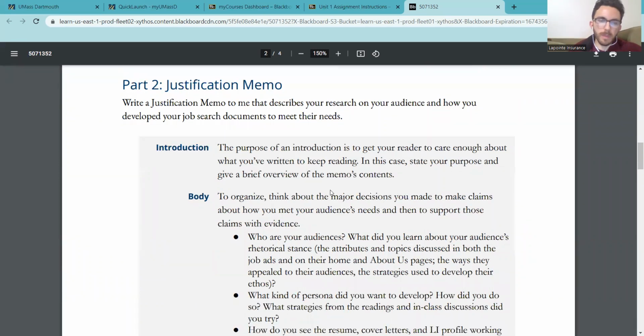So part 2 of this assignment is creating a justification memo. A lot of people get tripped up by the word memo. Basically, this is just a 1 to 2 page summary explaining in detail all of the important choices you made while crafting your resume, your cover letters, and your LinkedIn profile.